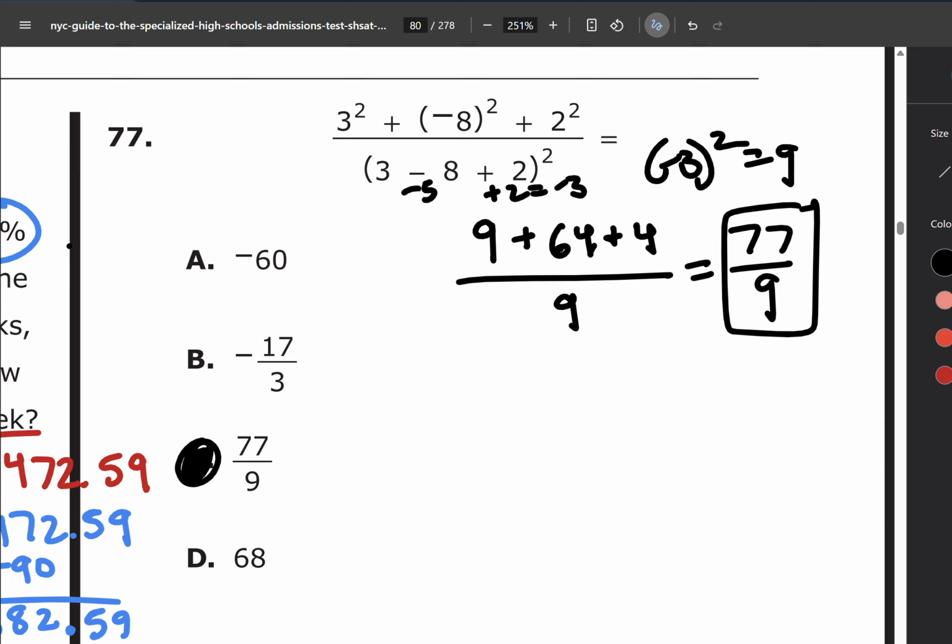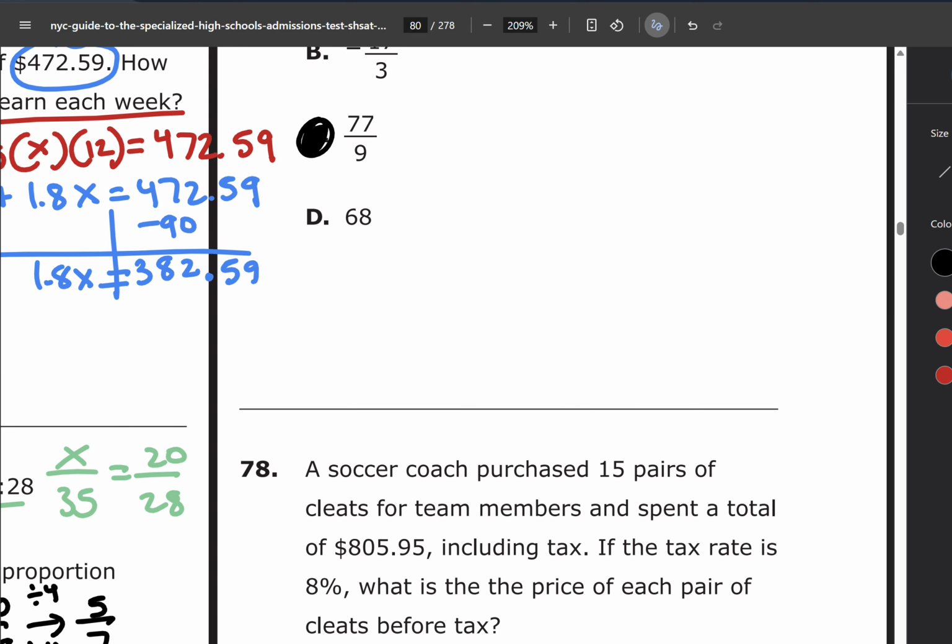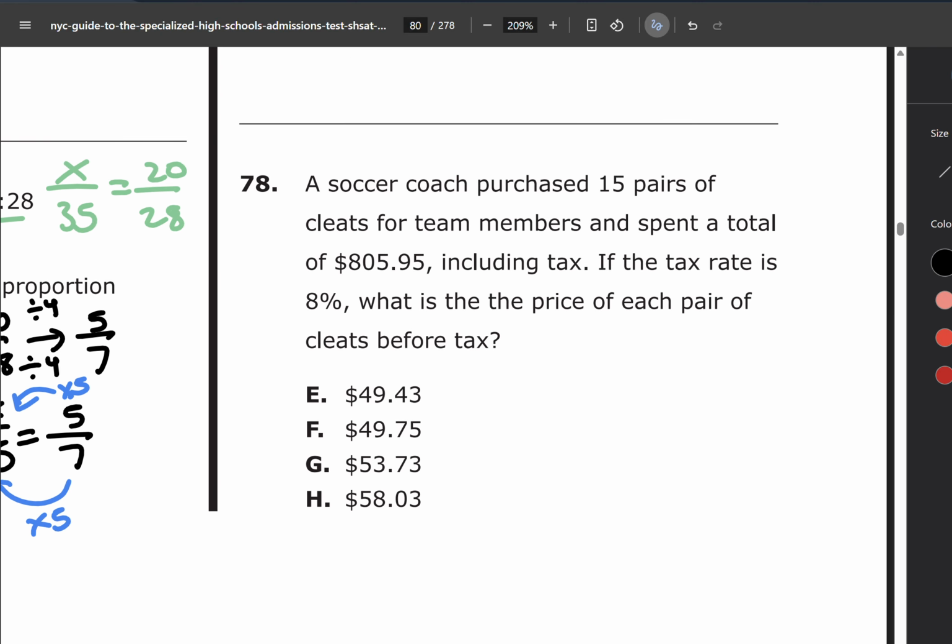Okay, and then next, last but not least, 78. A soccer coach purchased 15 pairs of cleats for team members and spent a total of $805.95. If the tax rate is 8%, what is... they made a typo here. What is the price of each pair of cleats before tax?